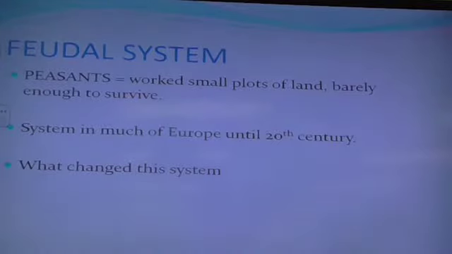You ever look at these old movies? Peasants are never what? They're never rich people, right?